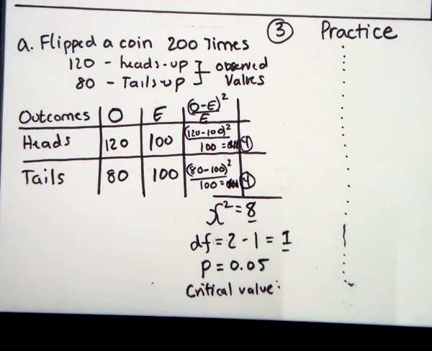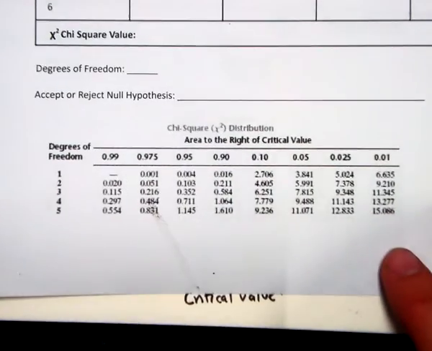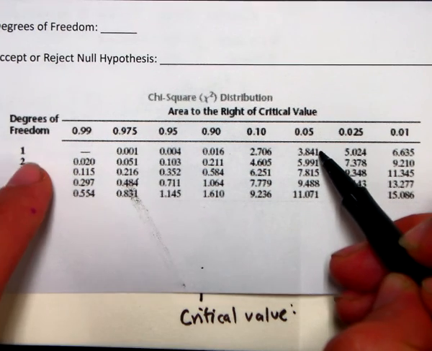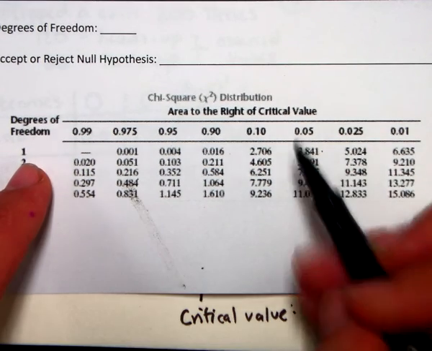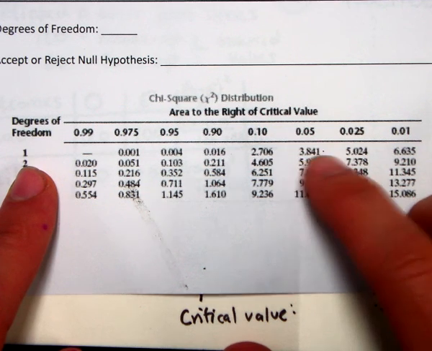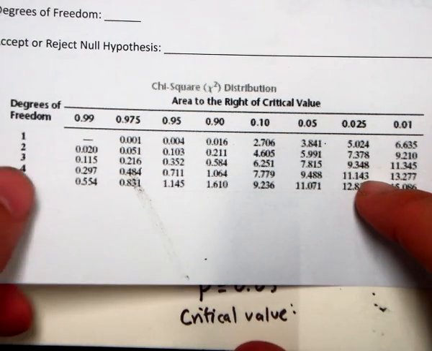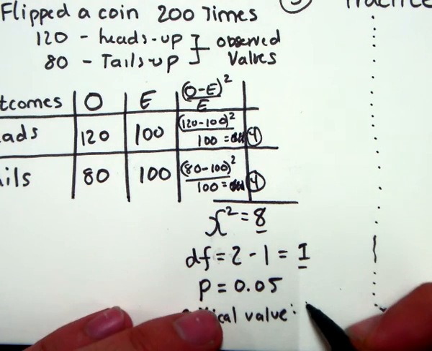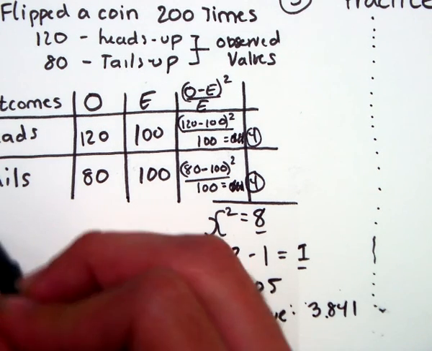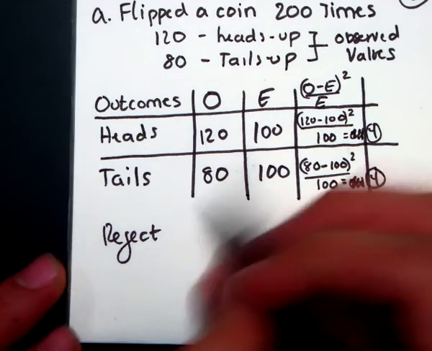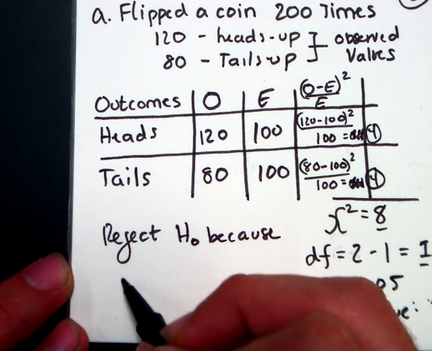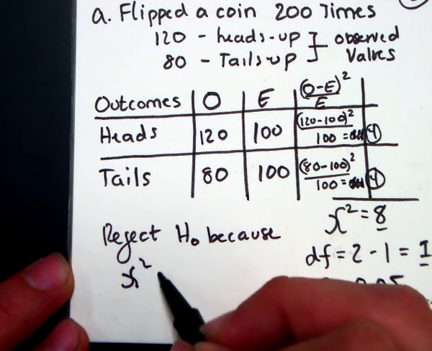I've got the table right here, actually. So, p-value is 0.05, degrees of freedom is 1. My critical value is 3.841. So I exceed my critical value, which means that I reject my null hypothesis because chi-squared was greater than my critical value.